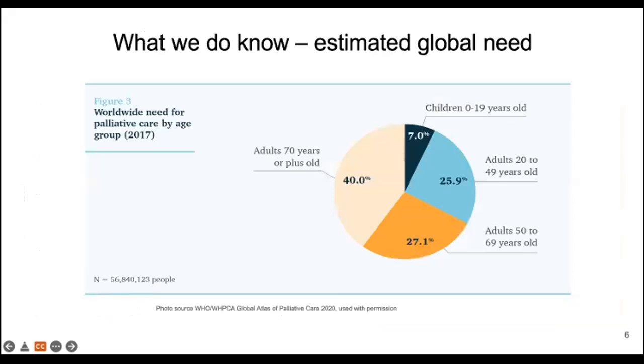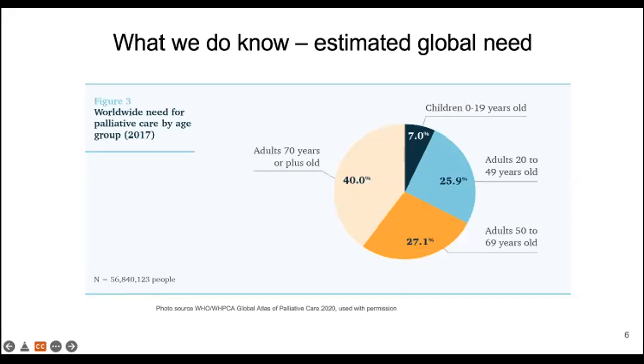So you can see that the title of this diagram is estimated global need. So this is what we do know, it's just estimated. And this is because there's a dearth of disaggregated data on older persons in most countries. Estimates, which may be low, but this is an average, tell us that adults 70 years or older comprise 40% of the population with palliative care needs globally. This is an estimate because most health systems cut off data collection at age 70.